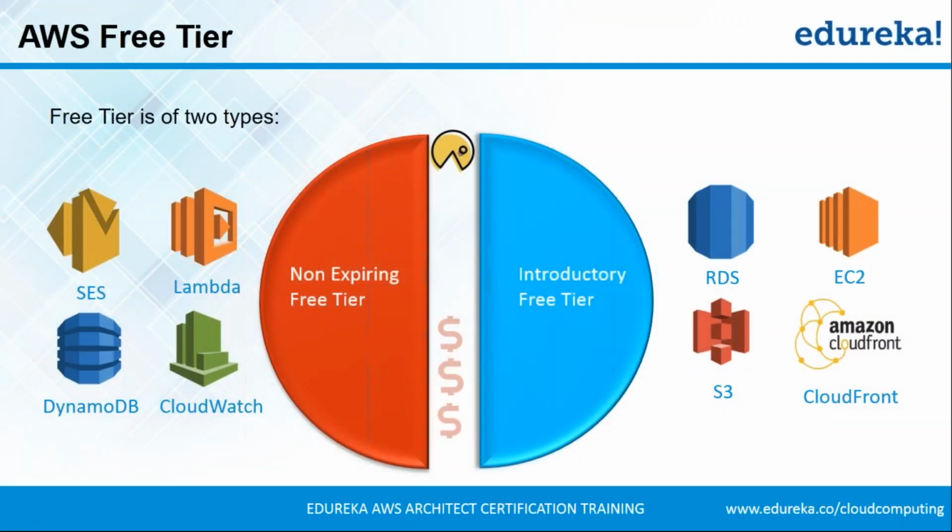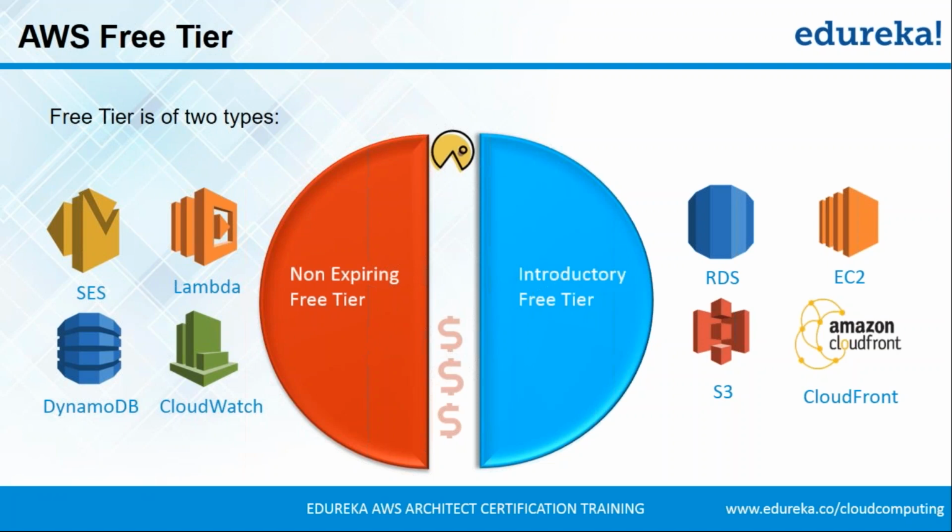So free tier is of two types, guys. First up is the non-expiring free tier, and the next is the introductory free tier. So what is the difference? The non-expiring free tier never expires. Like I told you guys, the free tier is valid for 1 year from the time you have signed up. But that does not apply to the non-expiring free tier. It only applies to the introductory free tier, right?